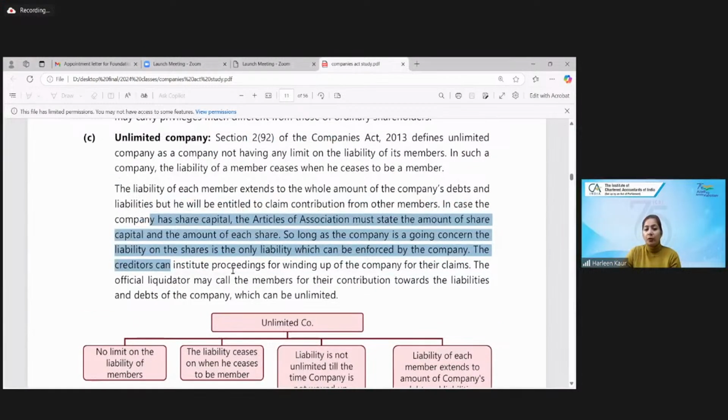So instead of reading this, you can simply read over here. The only important point over here is, here the liability is mentioned in the articles of association. For the limited liability, it is mentioned in the memorandum liability clause. And for the unlimited liability, the articles will state the amount of share capital and the amount of each share for which he is liable. So where is the liability mentioned? In case of articles of association.